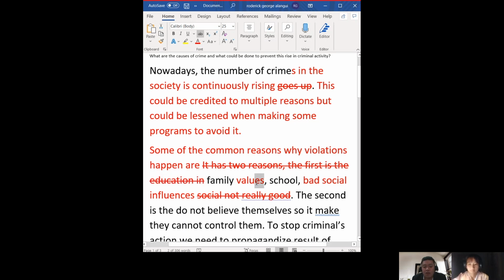Can you see the meaning of this one? Values. It means family education, school education. Correct. That is actually what we call values. Behavior, attitude, like that. So when we say family values, it is what your parents are teaching you.